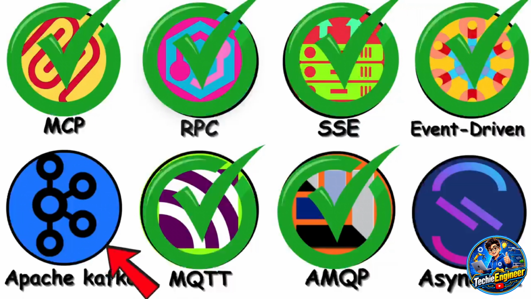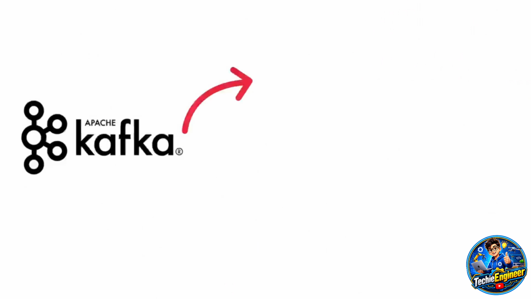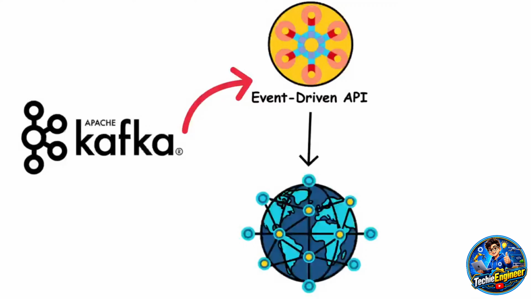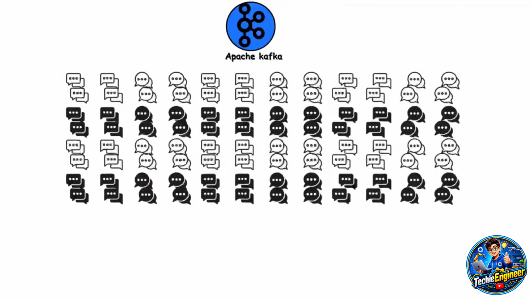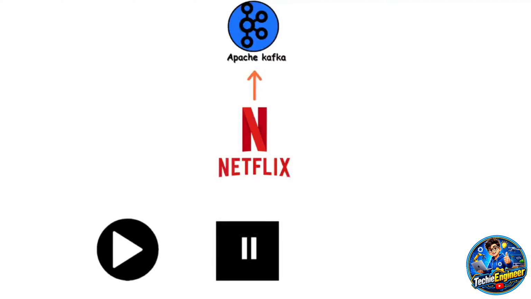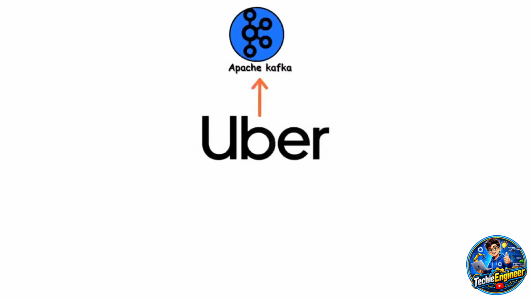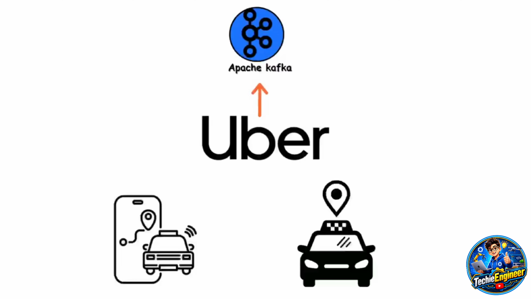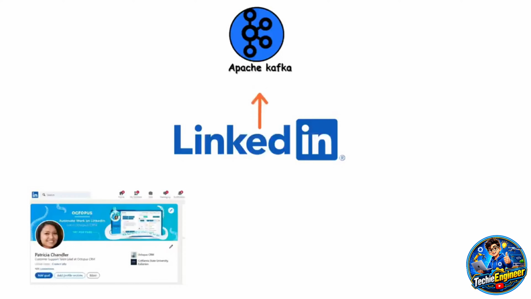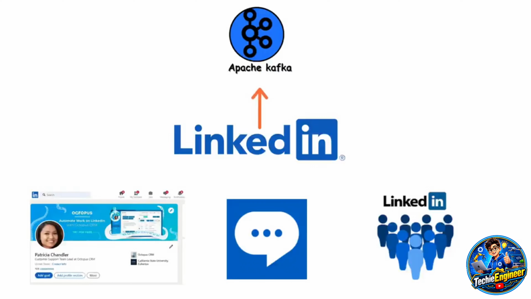Apache Kafka. Kafka is what happens when you take event-driven architecture and build it for planetary scale. This thing handles millions of messages per second, not thousands, millions. Netflix uses it to track every view, every pause, every rewind. Uber uses it for every ride request, every driver location update. LinkedIn uses it for every profile view, every message, every connection.